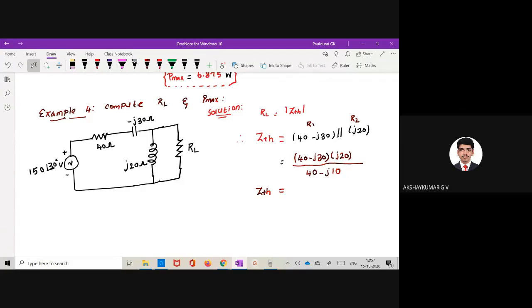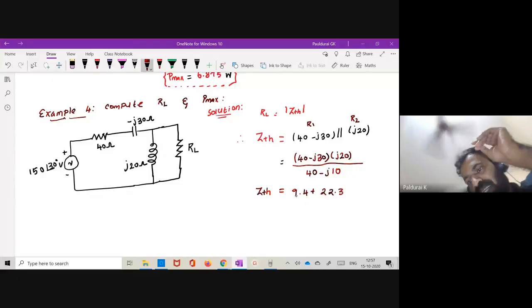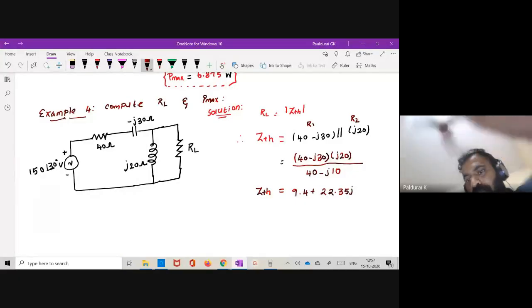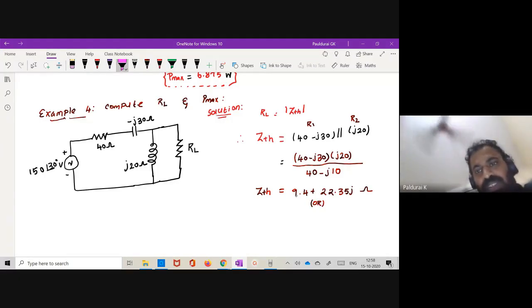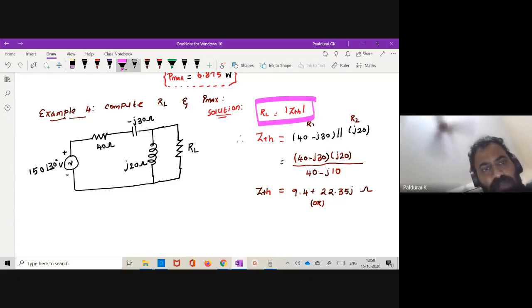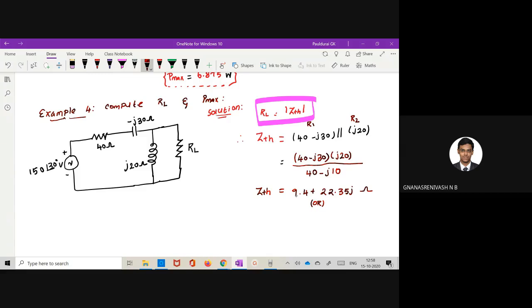Sir, 9.4 plus J22.35 ohm, right? Or otherwise polar form. Yes, I want to calculate the magnitude of ZTH. So what is the polar form? That is also needed. 24.25 at an angle of 67.1.